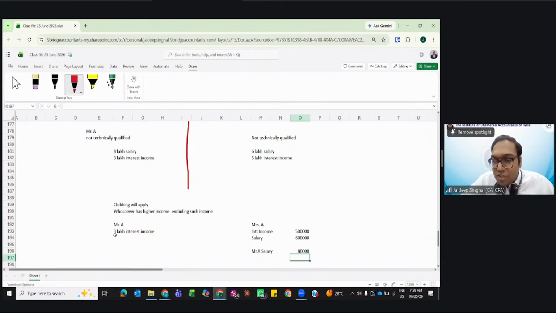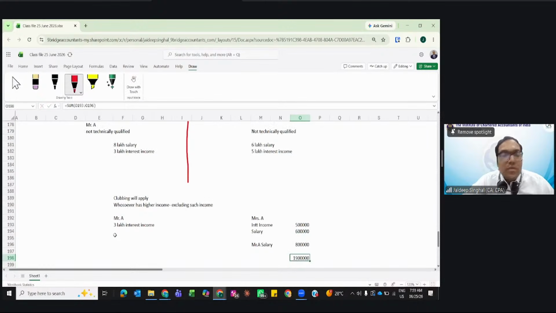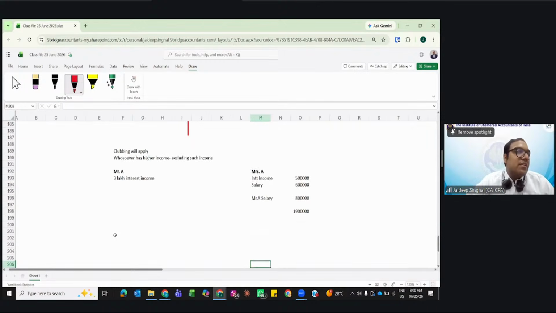I'm not going into the standard deduction at all, okay? That you will give. So 19 lakh will be there. Here for Mr. A only 3 lakh interest income will be taxable. For Mrs. A this much will be taxable. Clear? You will surely get a 75,000 standard deduction for the salary head. Clear?